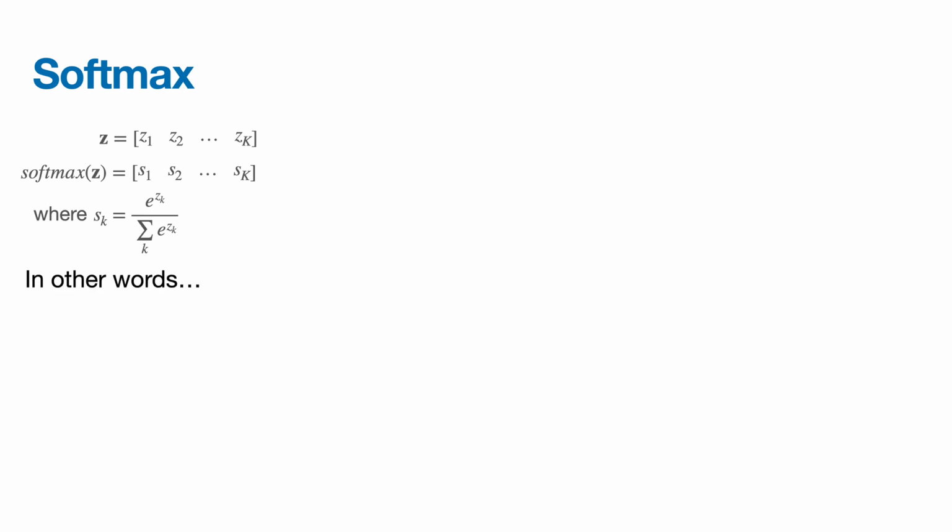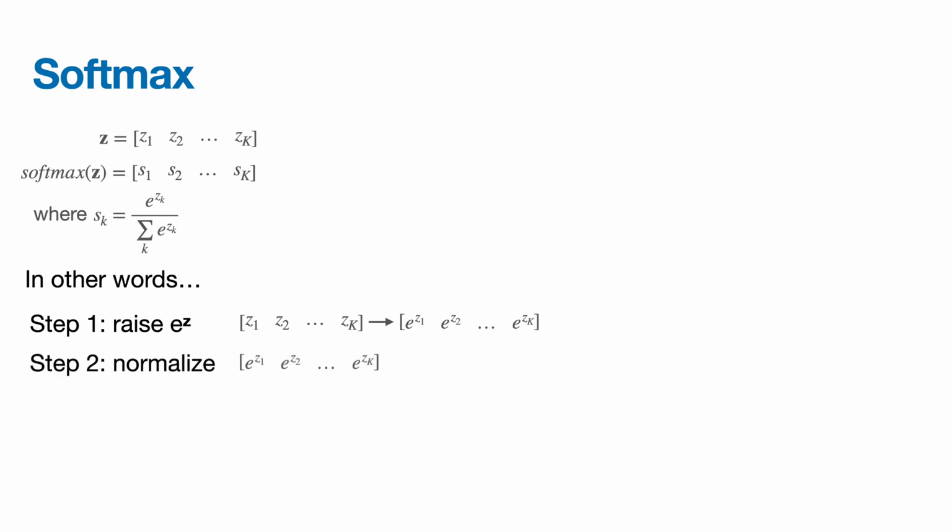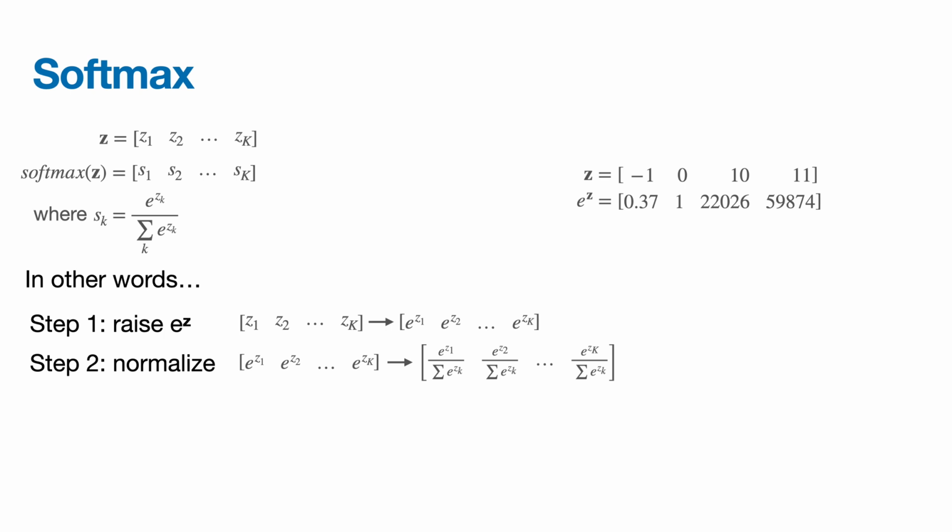To put it another way, softmax is like a two-step algorithm. The first thing you do is raise e to the power of each element in the original vector. Then, you divide each of those by their collective sum. Intuitively, you can think of softmax as a function that squashes values into probabilities, where higher values translate to higher probabilities. For instance, if z was this vector, e to the z would be this vector, and softmax of z would be this vector.